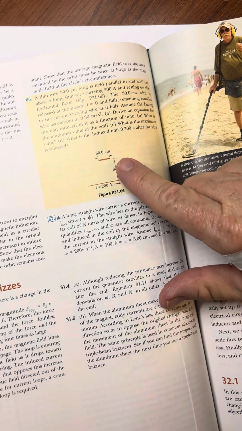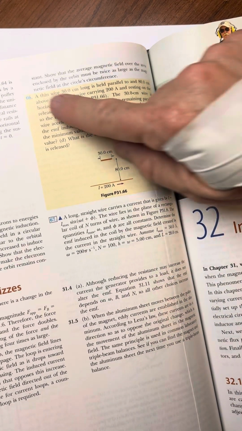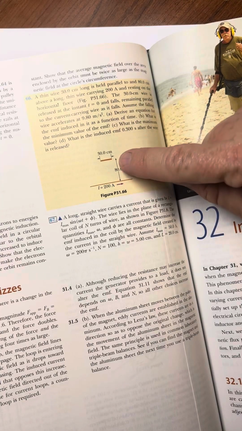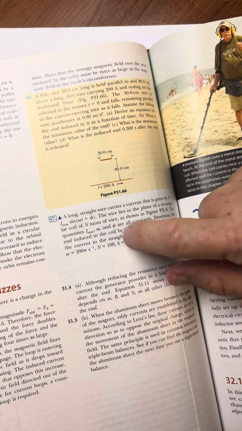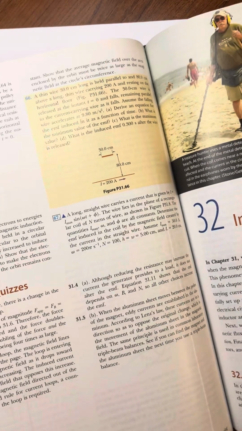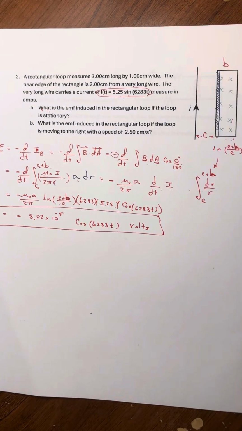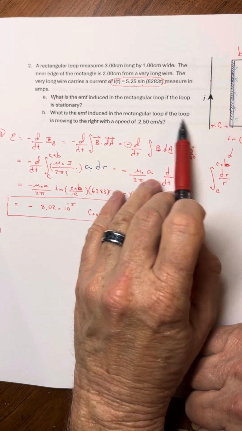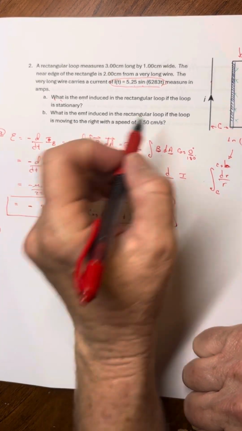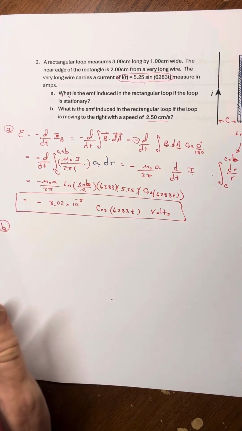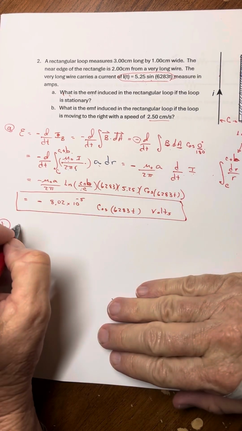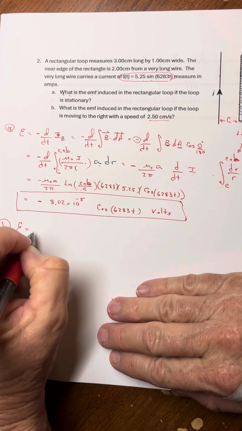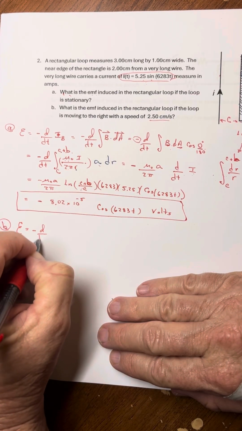And the part B is sort of like this one, because we have it moving, but it also still keeps the current varying. And so we've got two things changing at the same time. And that's what's going to make it a harder problem. See, because it says, what is the EMF induced in the rectangle if the loop is now moving to the right at this speed? And so going through the same logic, we would say my EMF is minus the derivative.